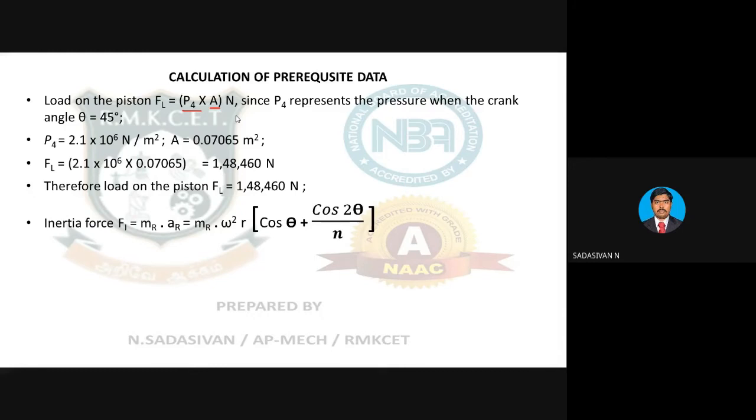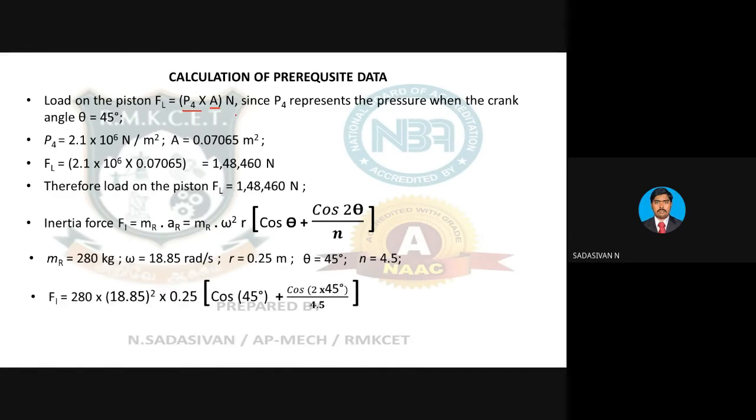Next I am going to find the inertia force. Okay. So mass and acceleration, m r omega square r cos theta plus cos 2 theta by n. So mass of the reciprocating parts is 280 kg given in the question. Omega is 18.85, r is 0.25, theta is 45 degree, n is 4.5. Substitute all these numbers into the above equation. So in place of m 280, in place of omega 18.85, so you have a square outside. In place of r 0.25. In place of theta 45 degree, 2 into 45 degree. In place of n 4.5. Try to solve this.